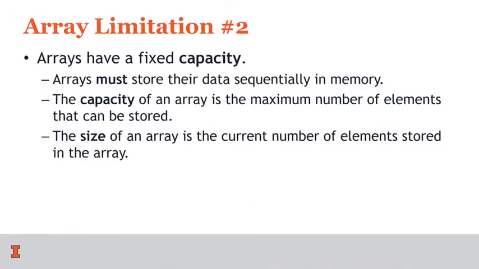A second limitation of an array is that an array has to have a fixed capacity. So an array must sequentially store data in memory, and the capacity of the array is the maximum number of elements that can be stored sequentially in that piece of memory. So the size of the array is the current number of elements in the array, while the capacity is the maximum number of elements that can exist.